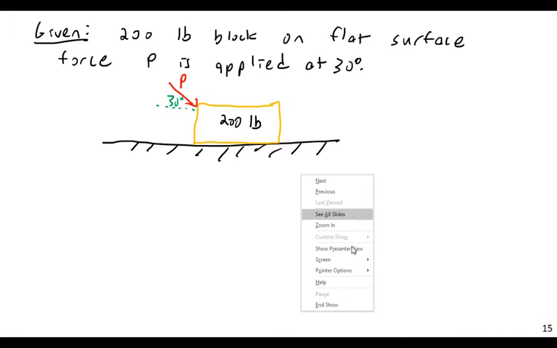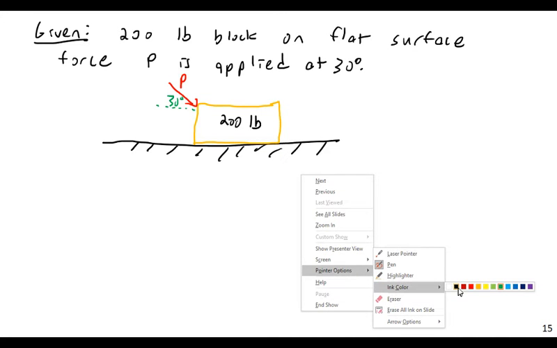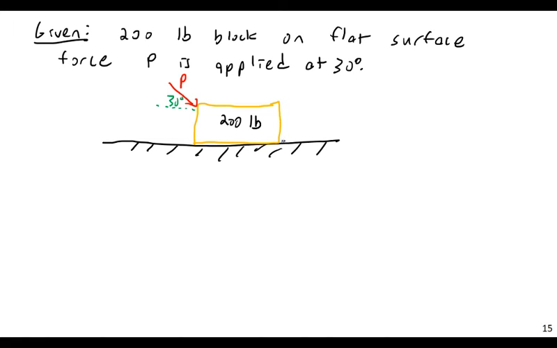I'm also told that there is a coefficient of kinetic friction between the block and the surface, and this coefficient of kinetic friction, the mu kinetic, is going to be 0.25. Remember this stuff from physics? Joy.